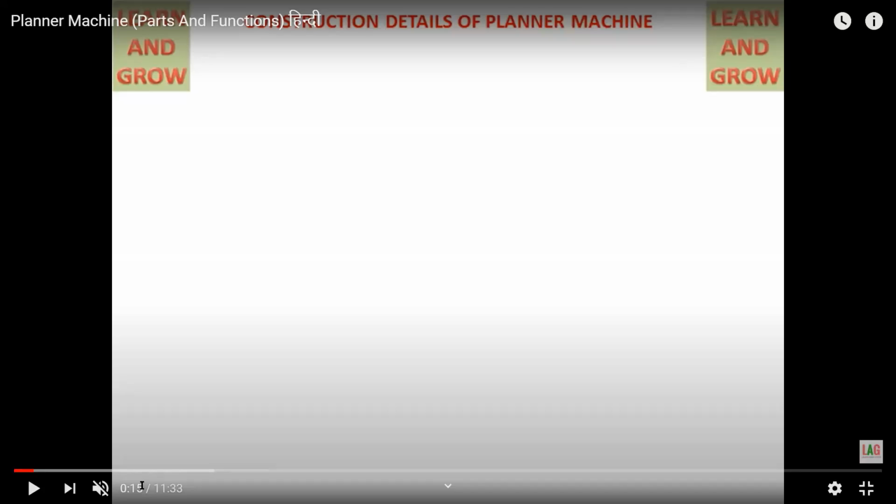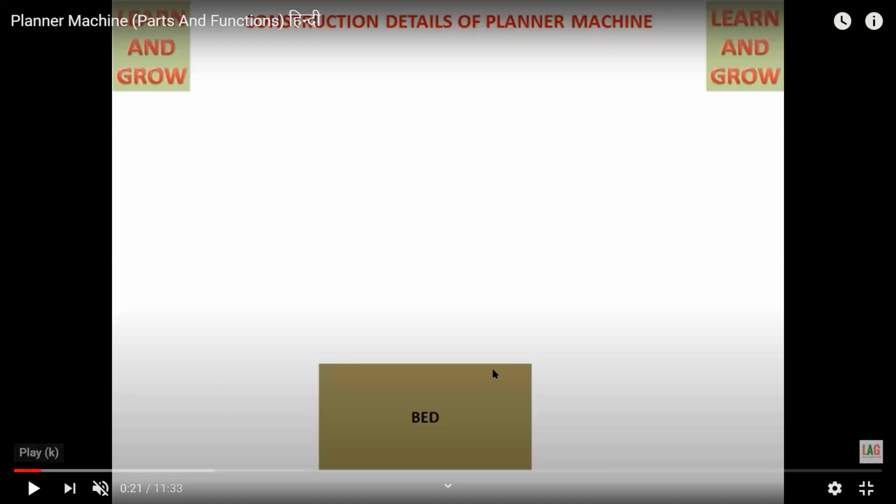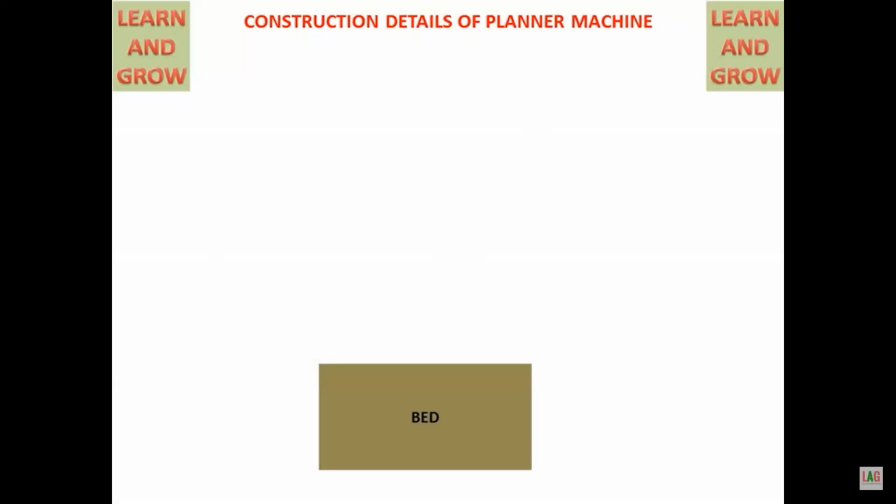So now we are going to discuss the constructional details of a planer machine. First one here is the bed. On this bed, which is a rigid structure, the structure of the planer machine is mounted. Generally this bed is made of cast iron. The next thing that is put on the bed, you can see from the animation.